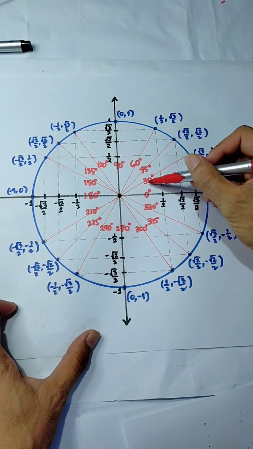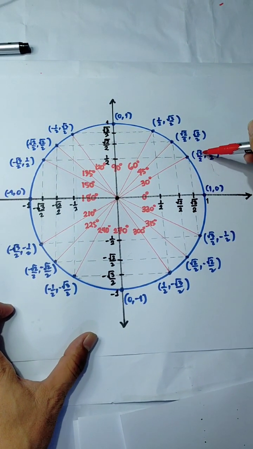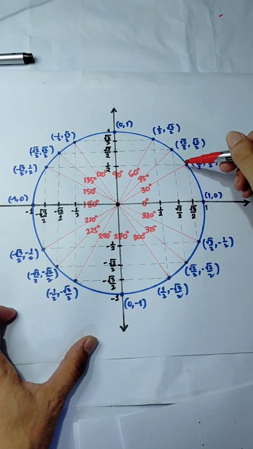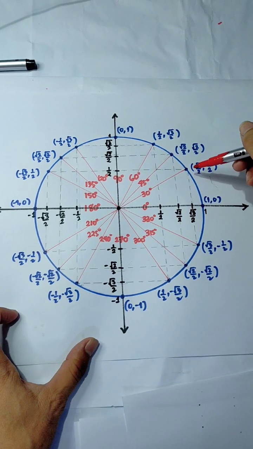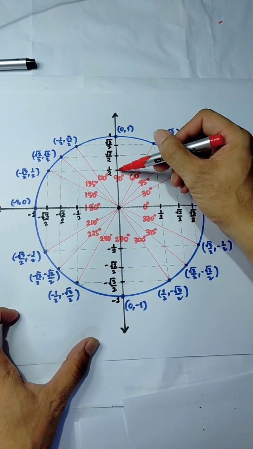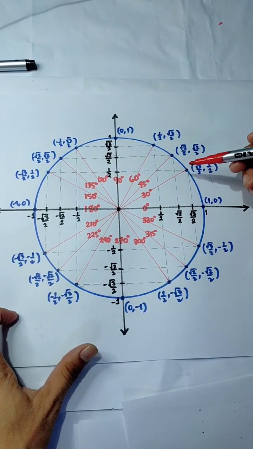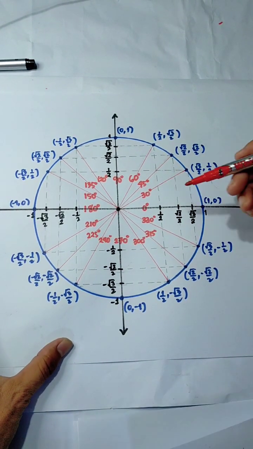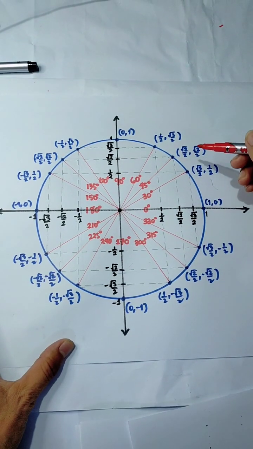That means if you have cosine 30 degrees, then it's equal to square root of 3 over 2, or this value of x here. And if you have sine of 30 degrees, then the value is 1/2 here. So that's how the cosine and sine functions were derived from this unit circle.